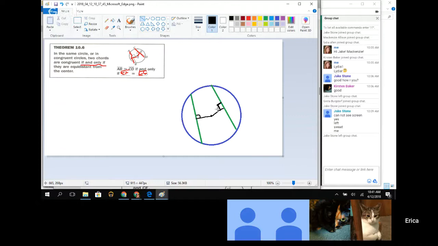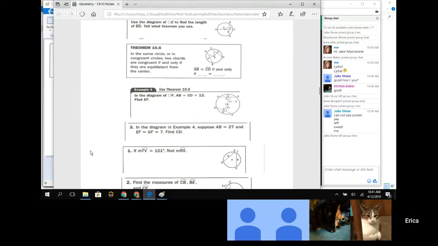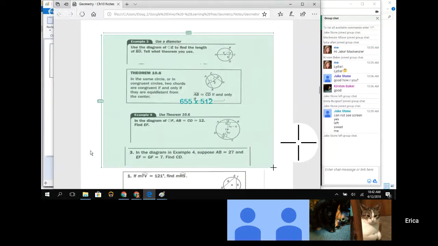Okay, so let's do a couple examples of these. It's going to be mixed with all of our different theorems that we do. All right, so let's actually start with example number 3 here. So make sure you have your theorem sheets that we just did. We're just going to practice using them, okay?